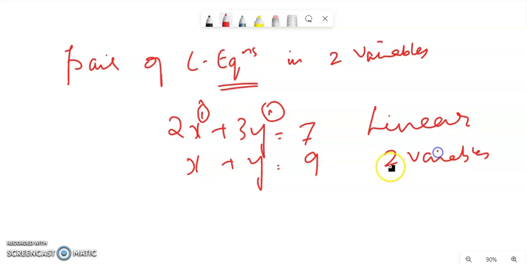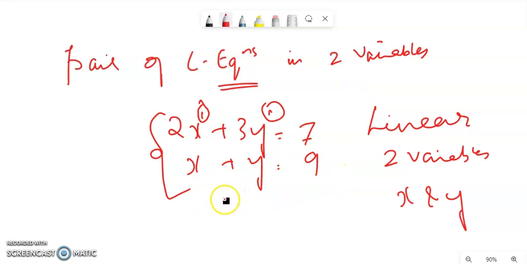So we require two equations so that we can solve the equations and find the value of x and y. If I have three variables, I require three equations. If I want four variables to be solved, I will require four equations. Only one variable, only one equation. Is that okay? So the number of variables will be equal to the number of equations. Only then will we be able to solve it. Now there are two different ways of solving linear equations in two variables.